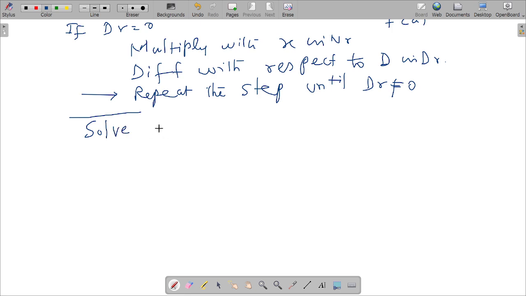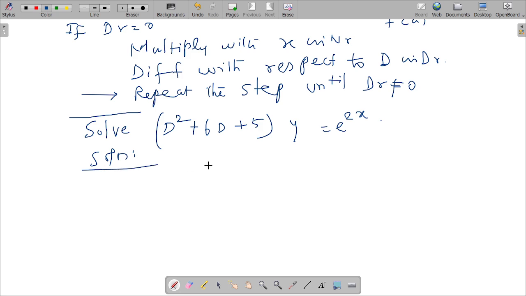Solve the equation d square plus 6d plus 5, y equal to e power 2x. This is the problem. Write the solution for this. In the solution, the complete integral should contain two parts.